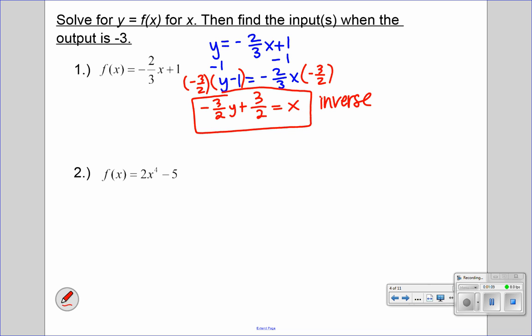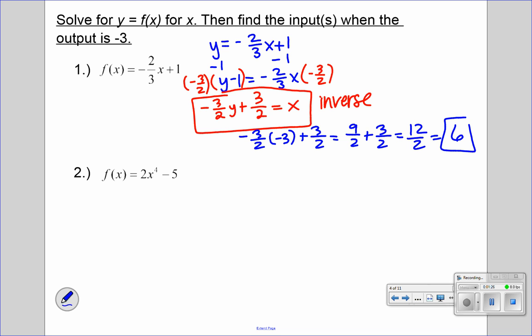Well, negative 3 is going to be our y value, so we're going to plug that in. Negative 3. So it's going to be 9/2 plus 3/2, 12/2, and we get 6. So we just plug in and simplify. Okay, so let's find it for our second one.